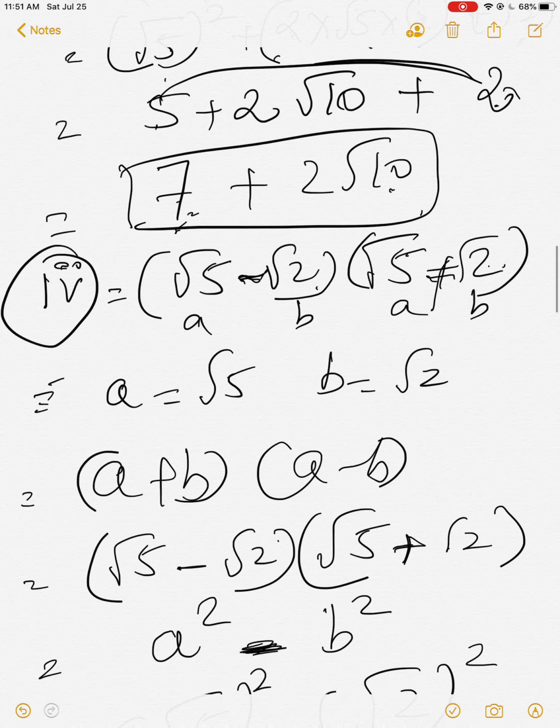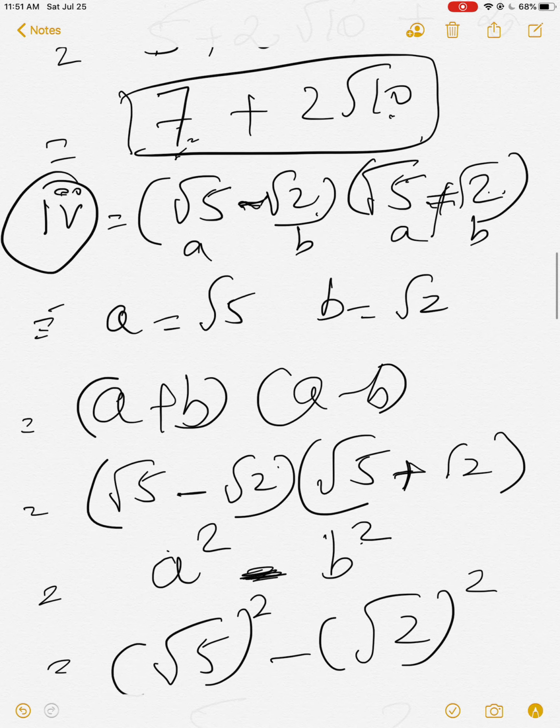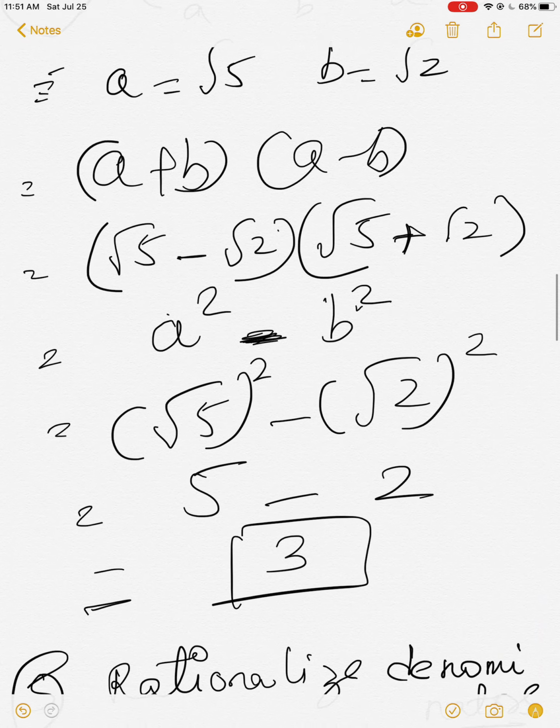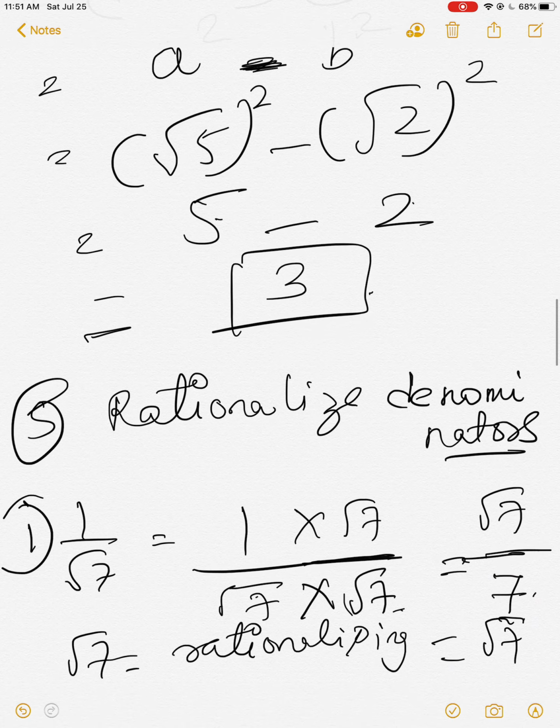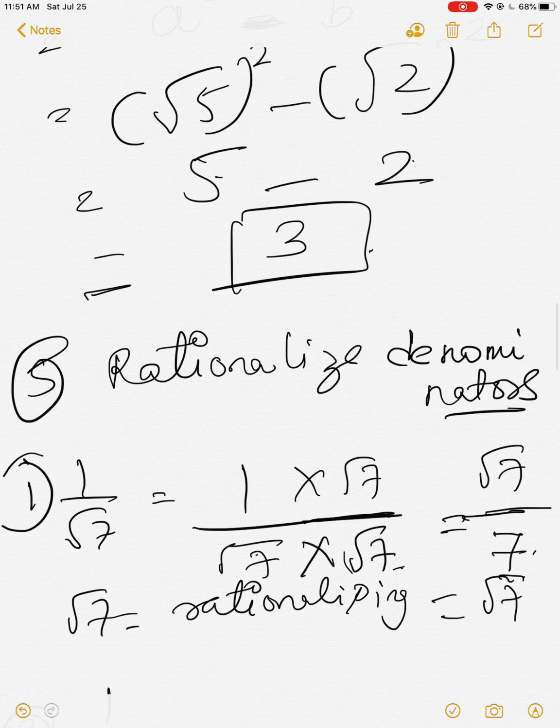a plus b, a minus b, expanded form is a square minus b square. So root 5 square and root 2 square, 5 minus 2 is equal to 3. Now rationalize the denominator. In the fifth case, the denominator has an irrational number, and you have to rationalize it.